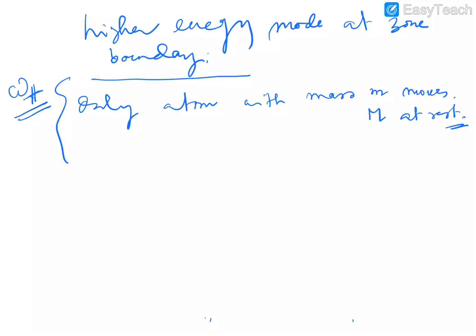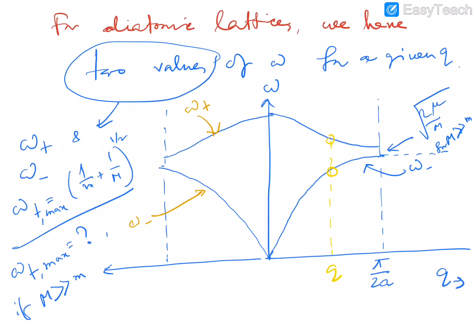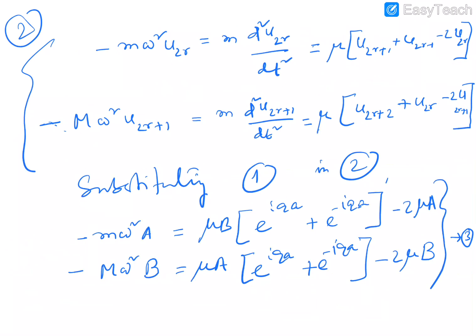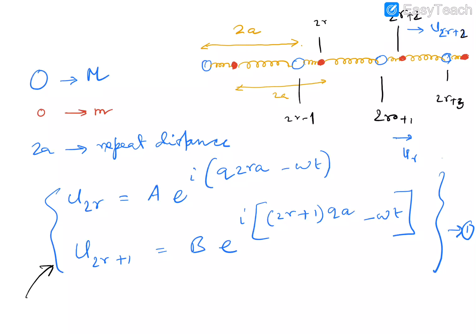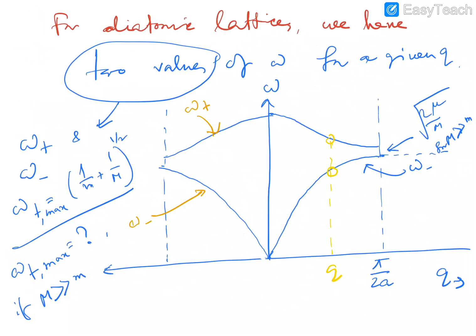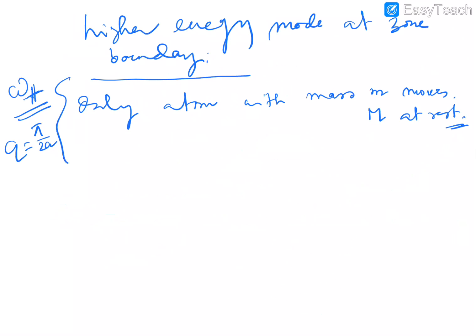So omega plus we know, right? And Q we are defining as pi by twice a. So you put these two values in the displacement equation. What is the displacement equation? This is here, right? You use both omega plus and Q equal to pi by a, then you will see that the heavier mass remains at rest and the lighter mass moves. Please check that and verify it yourself.